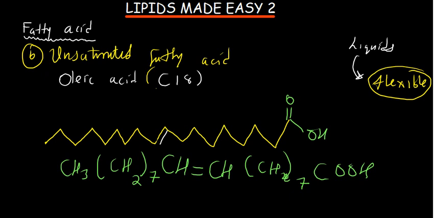So examples of unsaturated fatty acids that you are going to understand is oil. Okay, you think also of sunflower oil, soybean oil, avocado oil, olive oil, just oil generally. Those are unsaturated fatty acids.